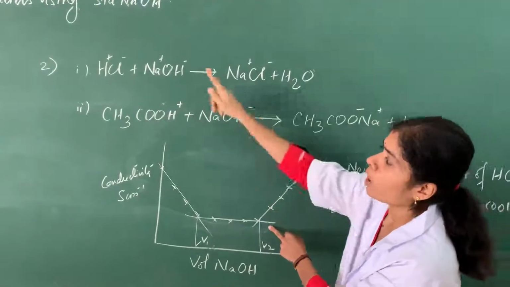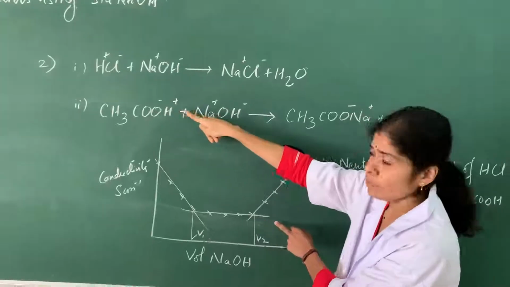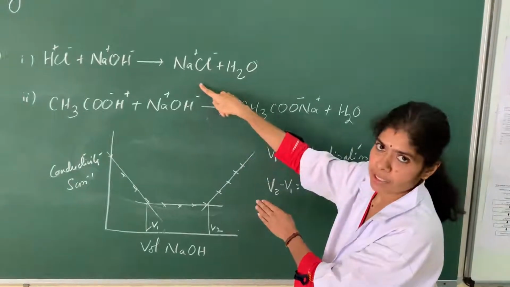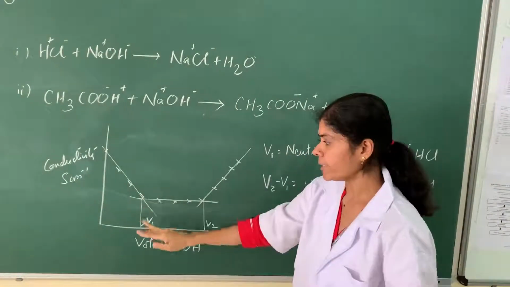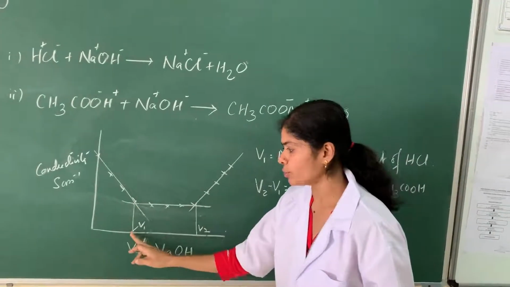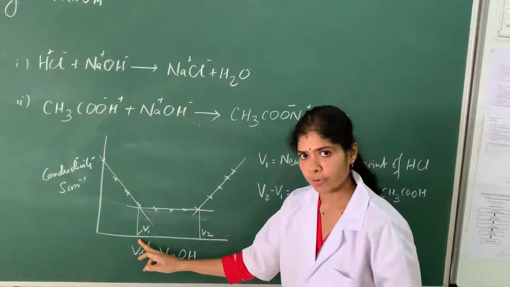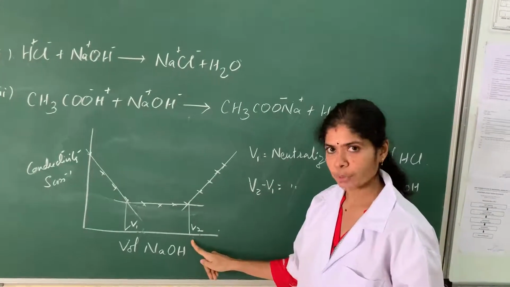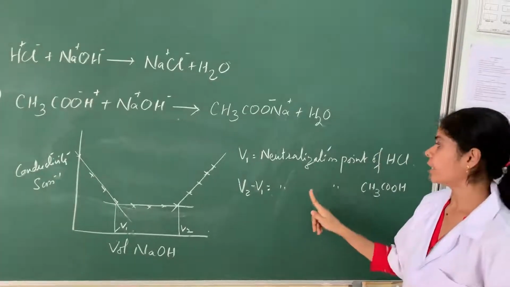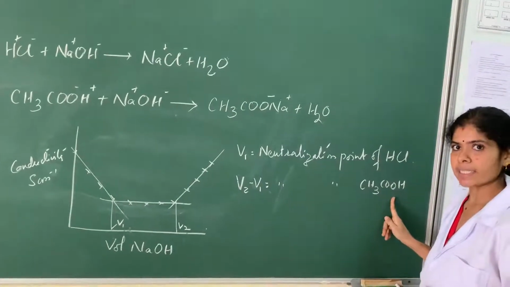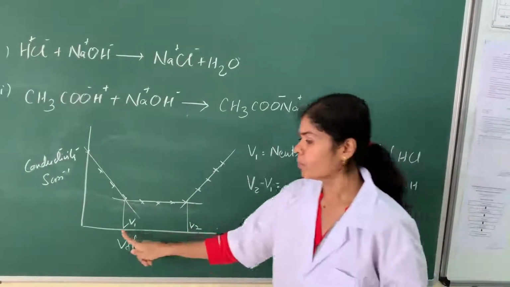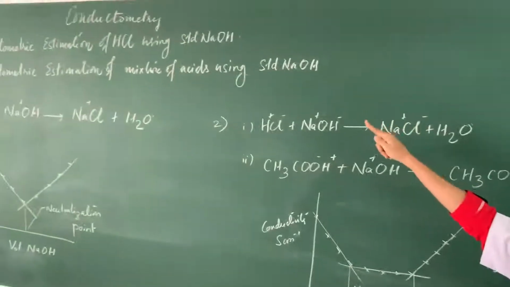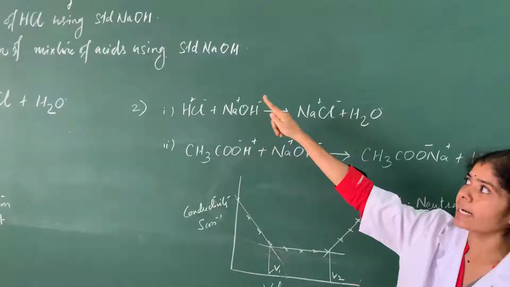The conductance for sodium acetate is a bit more, so the conductance increases a little bit. At the second point, when all the acetic acid gets neutralized and you keep adding NaOH, the conductance increases because of the presence of OH minus ion. Then when we plot the graph, we get two intersection points which can be drawn to the x-axis. The first one will give you V1, the neutralization point for HCl. The second intersection point will give you V2. V2 minus V1 will give you the neutralization point for acetic acid, CH3COOH. Now, using V1 and V2 minus V1, we can calculate the amount of the weak acid and strong acid present in the mixture.